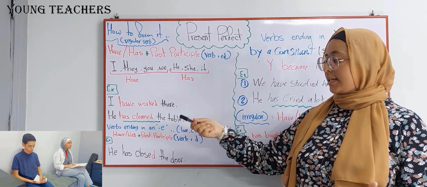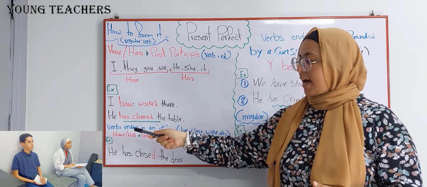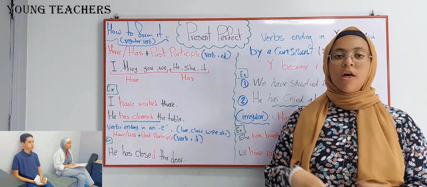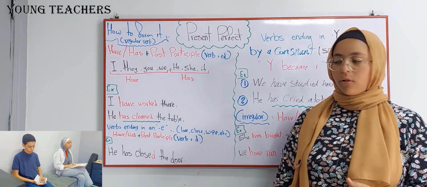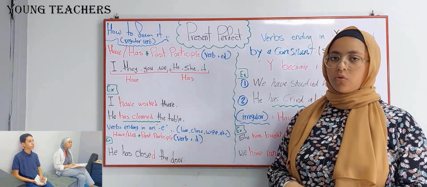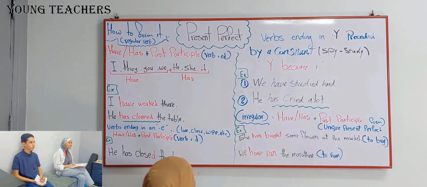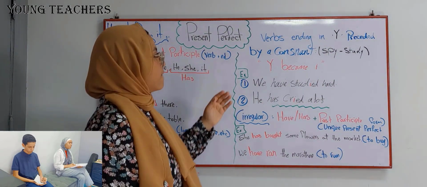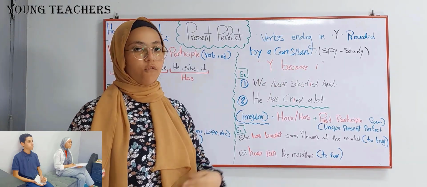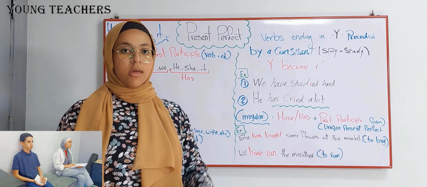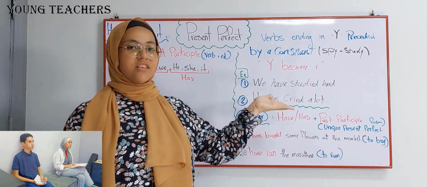Verbs that end in an e, like live, close, wipe, and so on: have or has plus past participle. Verb plus d to make the past participle if they end in e. Example, he has closed the door. Verbs ending in y preceded by a consonant, like spy, study, or fly: the y becomes i. For example, we have studied hard. Another example, he has cried a lot.